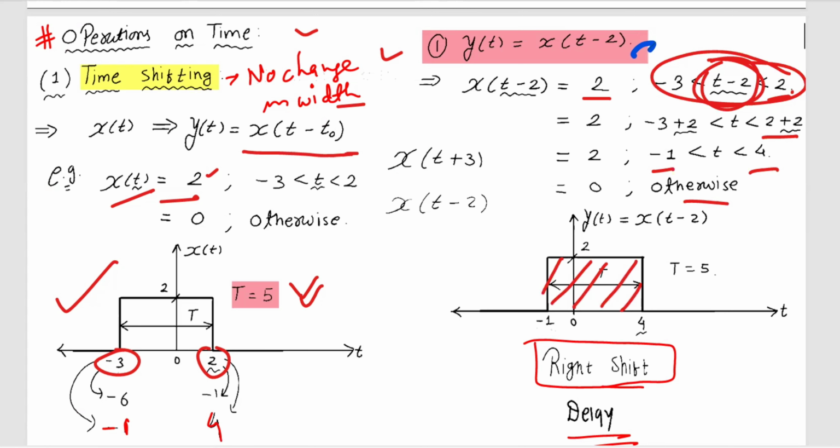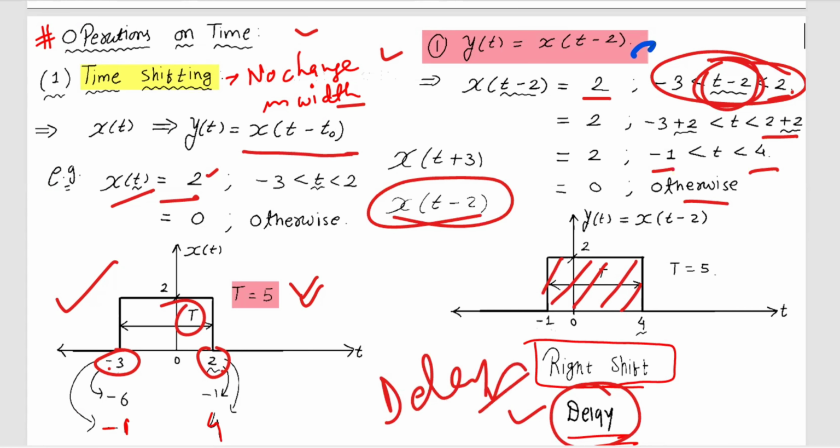So this is x(t - 2), and accordingly the signal can be drawn between minus 1 to 4. You can see easily that the width of the signal remains the same. Earlier the width was from minus 3 to 2, which means the width is 5, and here also the width is 5 because it is varying from minus 1 to 4. So this is called the right shift, which is nothing but the delay. So this is called delay, my friends. Simply you can draw x(t - 2) and x(t + 3).